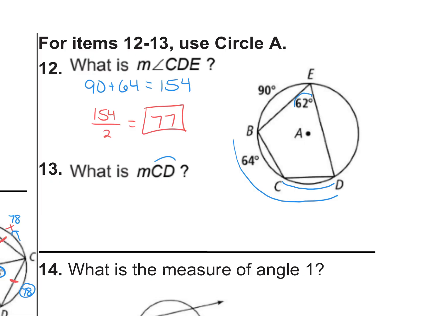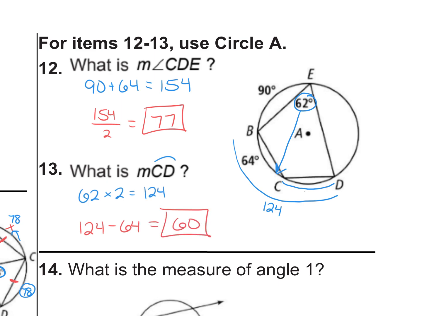Correct. Its angle right here is 62, so how do I find the arc measure? 62 times 2 is 124. So if the whole arc is 124, how do I find what's missing? Yep, 124 minus 64 is 60. Awesome. So just remember, I can't just assume these are going to be the same.